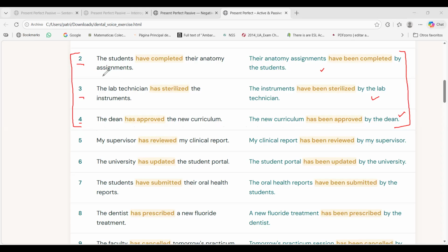Well, the first versions, my dear participants, mention people, no? Students, lab technician, and the dean. The dean is an important professor at university. That's the dean. In the second ones, we modify our emphasis.